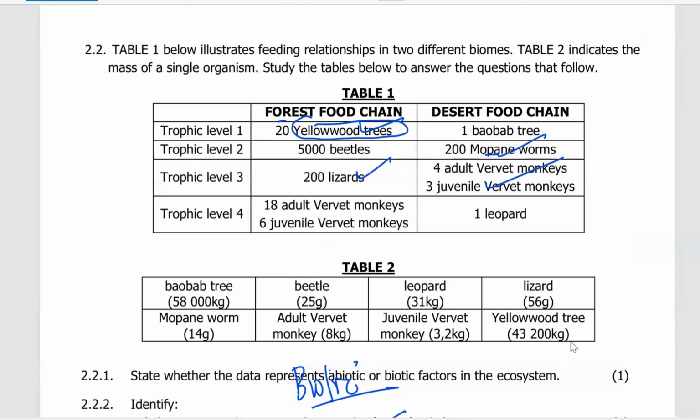Yes. So this is the tree, which is a producer. And then this one becomes the primary consumer. Then this one becomes the secondary consumer. So basically, here what we are looking at is these monkeys.